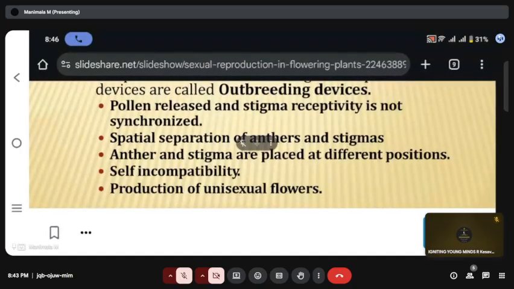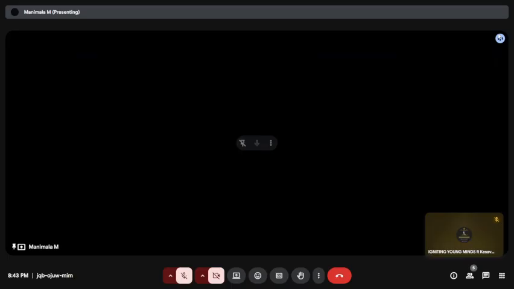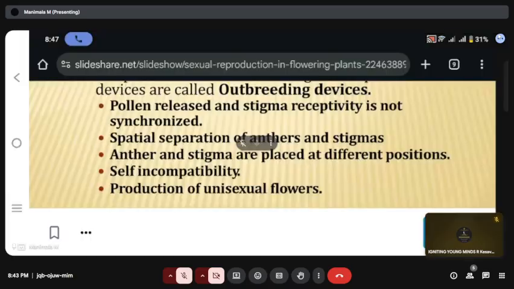செப்பரேஷன். Anther and stigma are placed at different positions, அதாவது டிஃப்ரெண்ட் பிளேஸ்லயும் நம்ம பிளேஸ் பண்ணிக்கலாம். பொசிஷனும் அதாவது சேஞ்சஸ் டைரக்ஷன்ஸும் நம்ம சேஞ்ச் பண்ணி வச்சுக்கலாம். ஸோ அப்படி பண்ணும்போது we can prevent it. And pollen release and stigma receptivity is not synchronized னா pollen மெச்சூரேஷனுக்கு முன்னாடி ஸ்டிக்மா மெச்சூர் ஆகாம இருக்கலாம், இல்லைன்னா ஸ்டிக்மா மெச்சூர் ஆகிறதுக்கு முன்னாடி போலன் கிரைன்ஸ் ரிலீஸ் ஆகாம இருக்கலாம். ஸோ இது ரெண்டும் டிஃப்ரெண்ட் டைம்ல நடக்கும்போது we can prevent the self pollination.